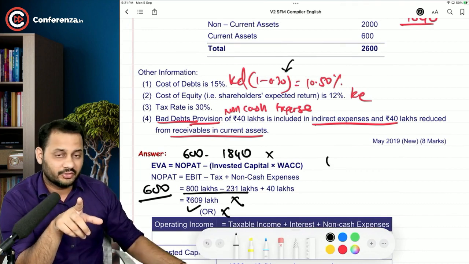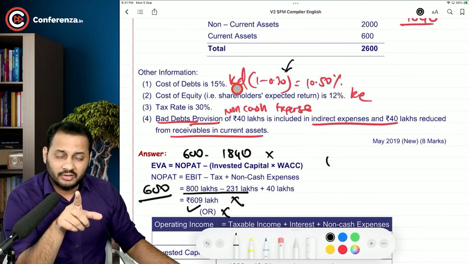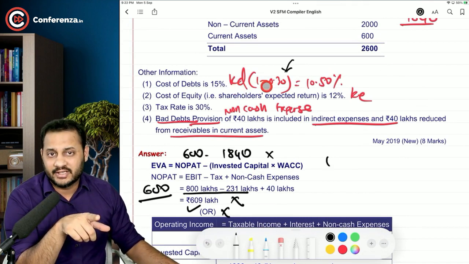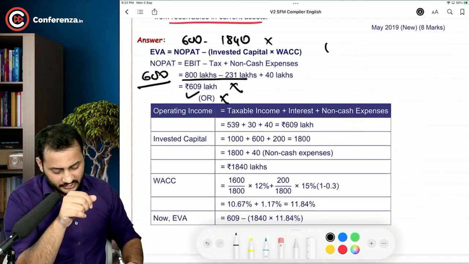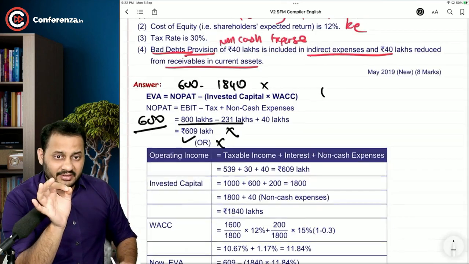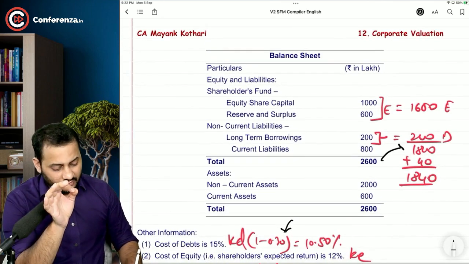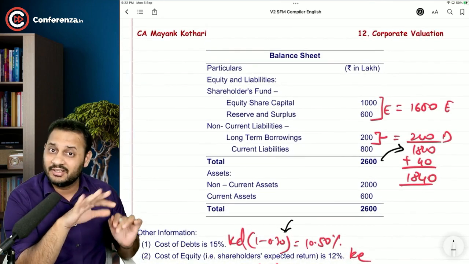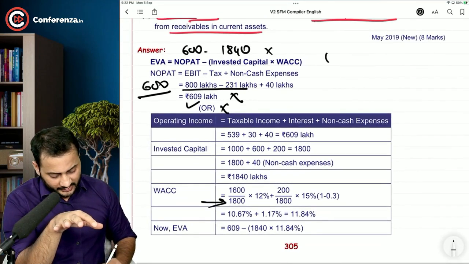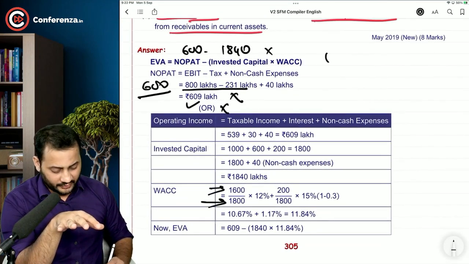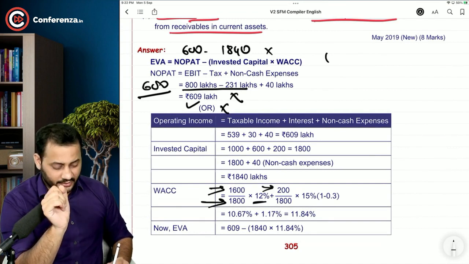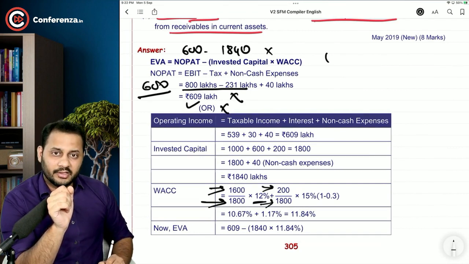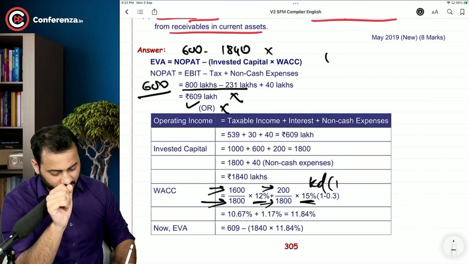We are making sure that the long-term debt is also paying its share of tax after getting the interest. Okay, so now is the time for WACC. It's very simple. Understand that WACC will only be calculated on the basis of 1800, not 1840. So 1800 equity, this is the weight of equity into cost of equity, debt 200 divided by 1800, and this is the weight, into the cost of debt, 1 minus 3.